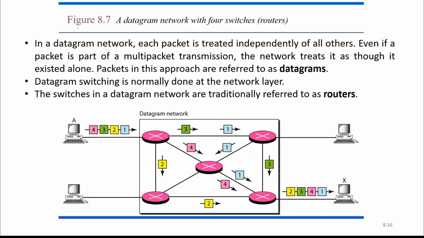Here is an example of a datagram network. First of all, these are the switches, but these switches transfer the data in the form of packets. That's why these switches are basically considered routers. These are called routers. And here there are four users, A, B, C, D. Suppose A and X want to communicate. So this is the complete data.